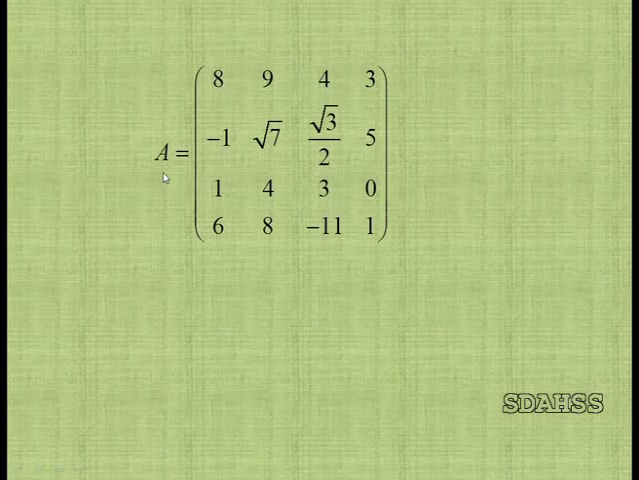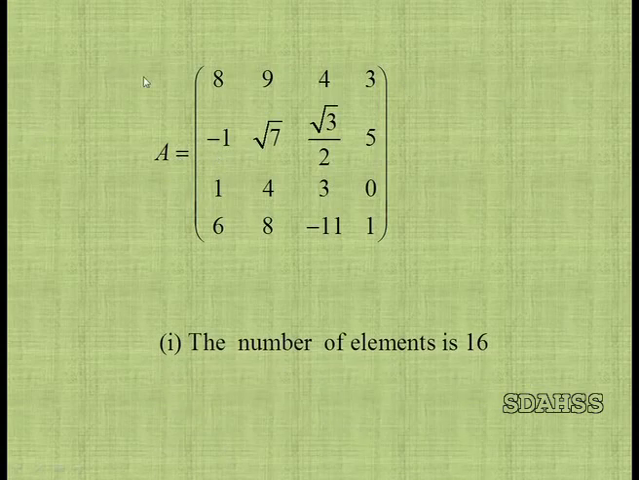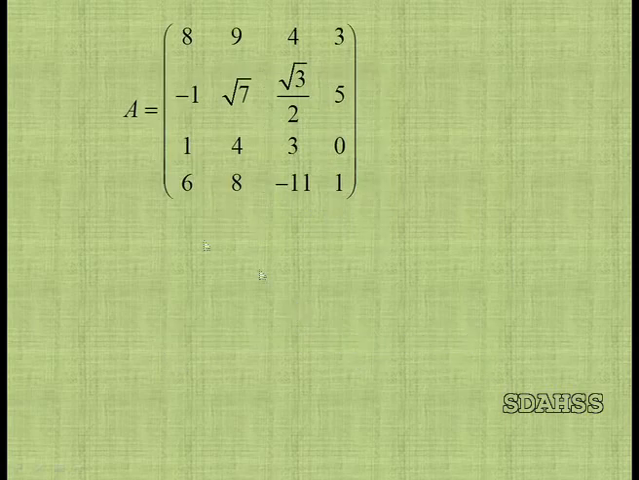Subdivision 1. Here we want to find the number of elements in the matrix. You have to count how many elements are there in the matrix. So 1, 2, 3, 4, 5, 6, 7, 8, 9, 10, 11, 12, 13, 14, 15, 16. So there are 16 elements in the matrix.